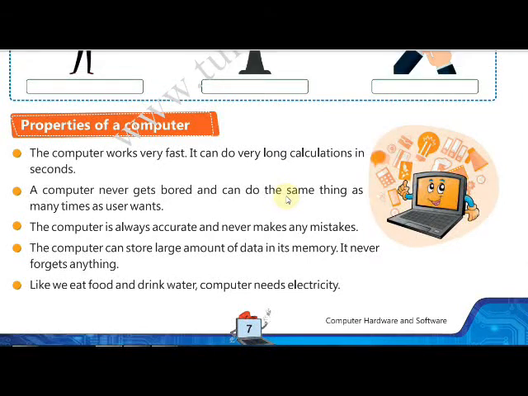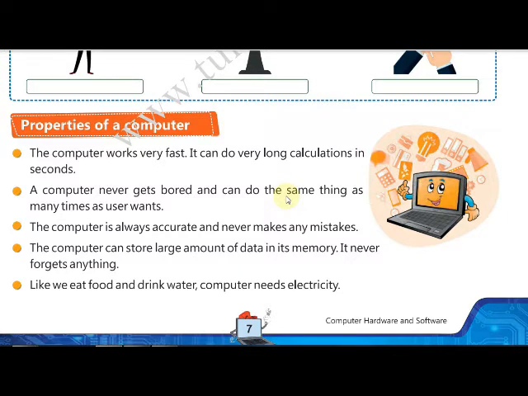Hello everyone, this is session 2 of chapter 1. In the last session we learned what a computer is, what the different parts of a computer are, the applications of a computer, and the IPO cycle. In this one we are going to learn the different properties or features or characteristics of a computer. So let's see what the first property of a computer is.